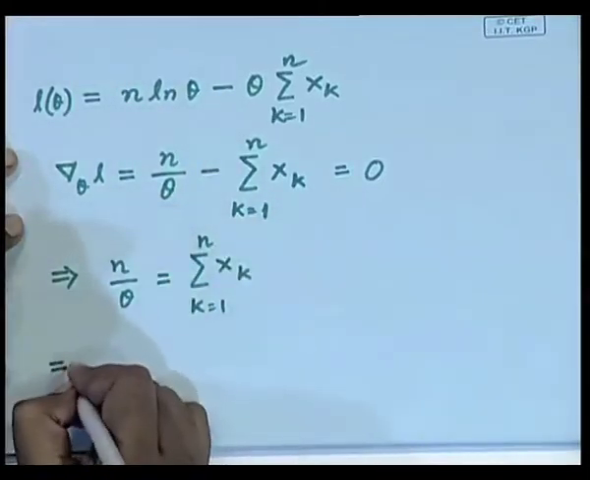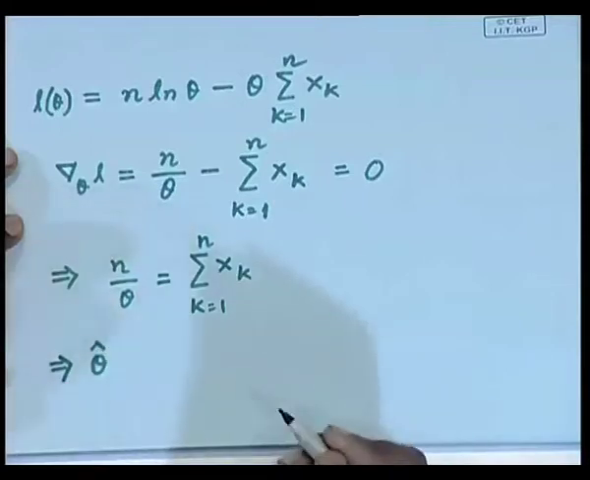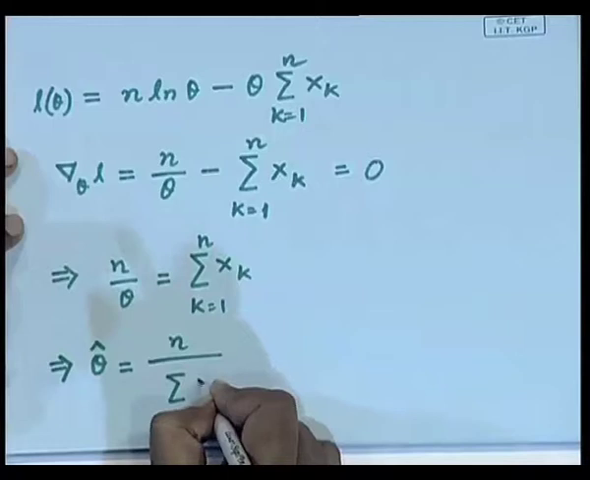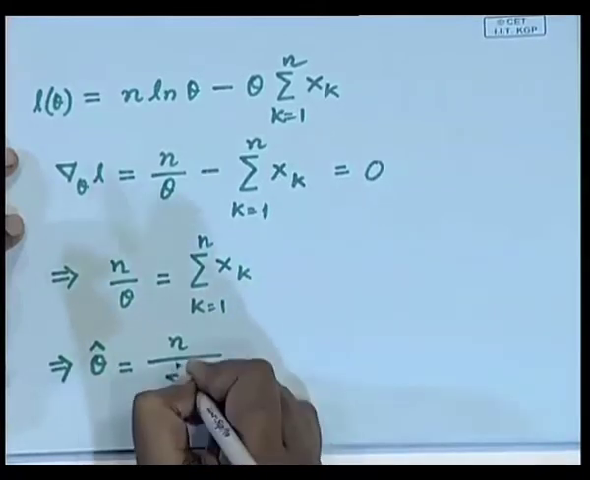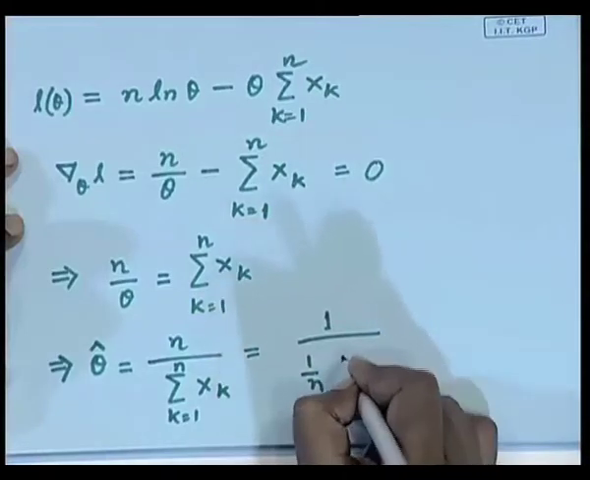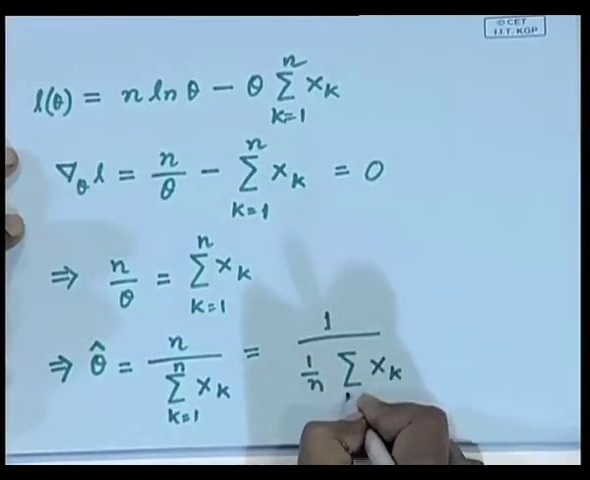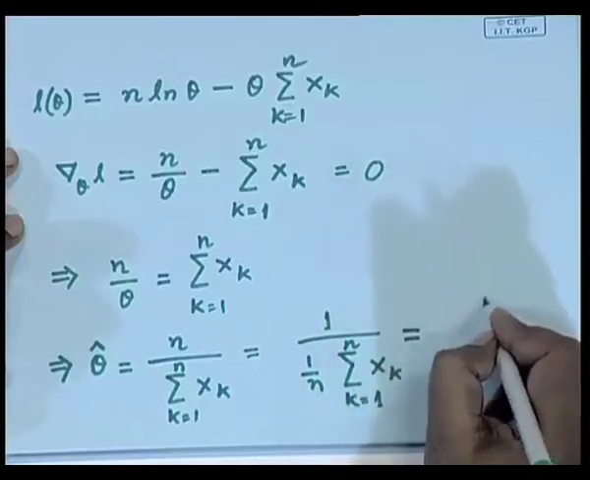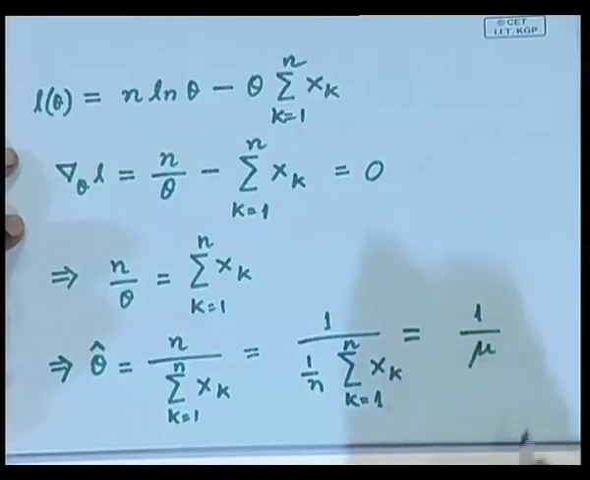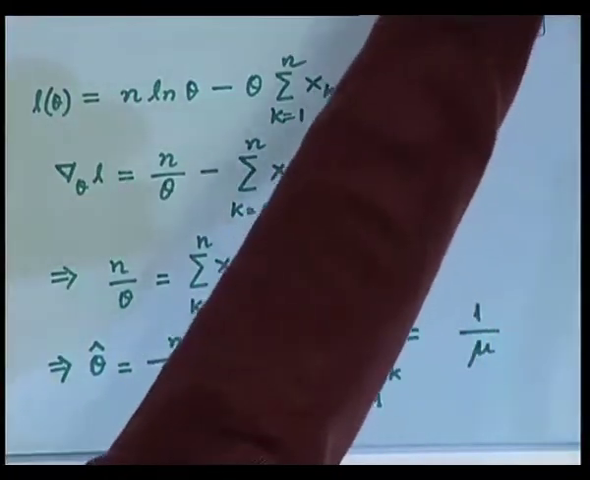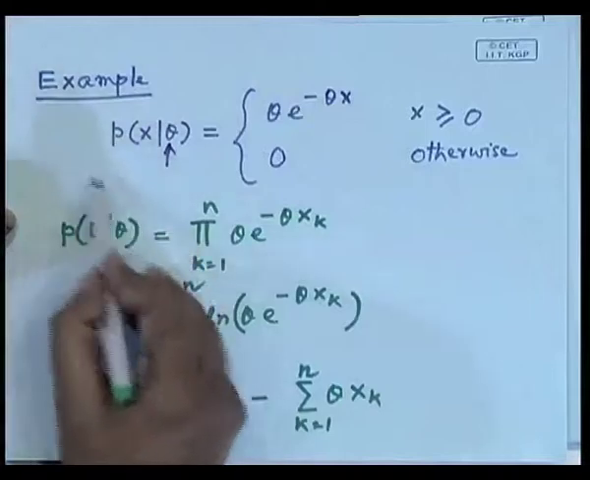So, this simply gives you the maximum likelihood estimate of theta, which is theta hat, nothing but n by sum of x k varying from 1 to n, which is nothing but 1 upon 1 by n sum of x k varying from 1 to n, which is nothing but 1 upon mu, that is the arithmetic mean. So, this is my maximum likelihood estimate if the probability density function is of this form.